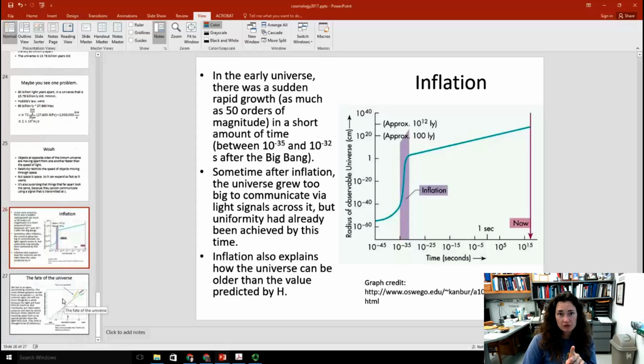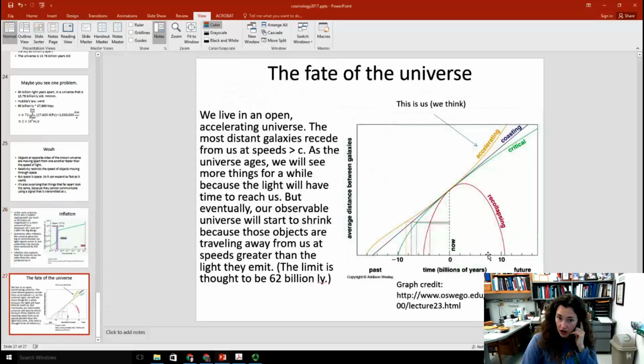Okay, well, I said we'd get back to the fate of the universe, so here it comes. If you look at that plot of the average distance between galaxies versus time again, okay, what we think might happen is that we're here. We're this yellowy orange line, okay? So we started off with a Big Bang, and then the distance between galaxies got bigger and bigger and bigger, and now we're accelerating and getting further and further apart with time as time goes on. So we live in an open, relatively flat, accelerating universe.